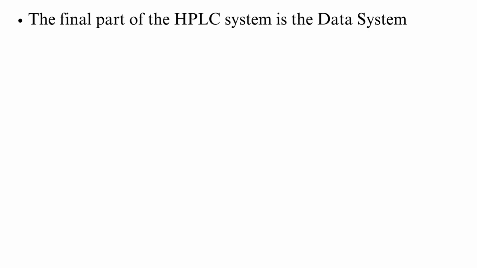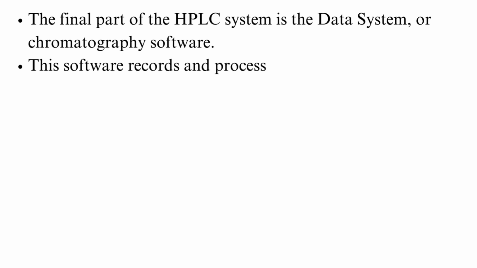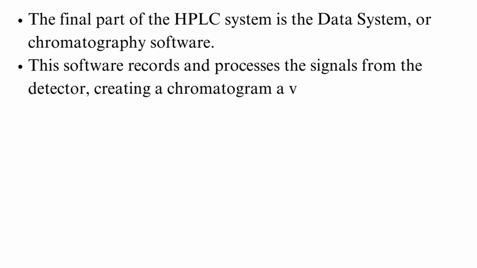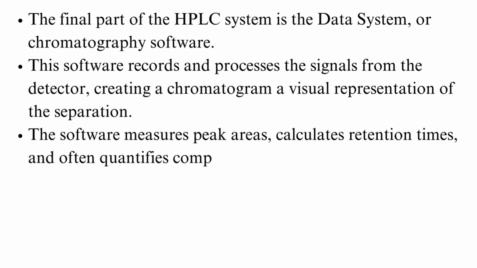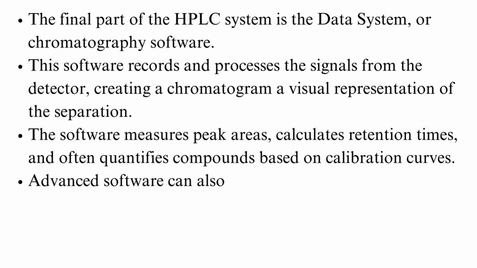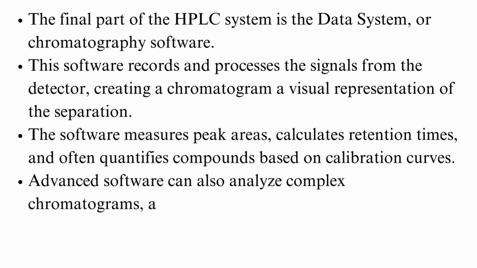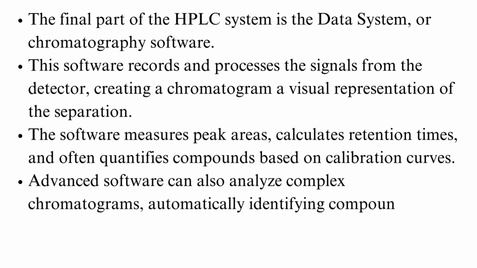The data system, chromatography software. The final part of the HPLC system is the data system or chromatography software. This software records and processes the signals from the detector, creating a chromatogram, a visual representation of the separation. The software measures peak areas, calculates retention times, and often quantifies compounds based on calibration curves. Advanced software can also analyze complex chromatograms, automatically identifying compounds in large datasets.